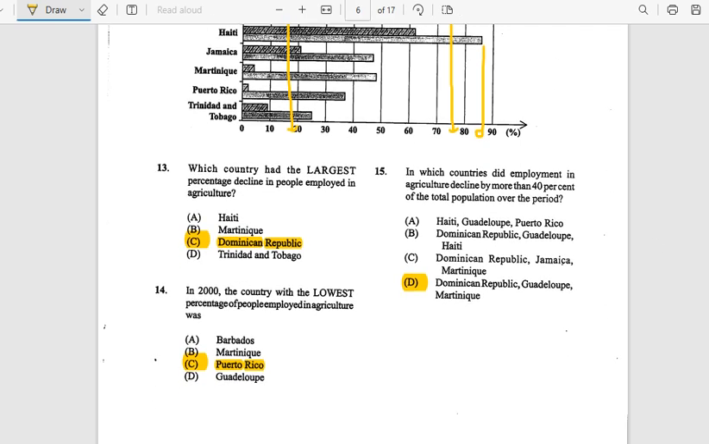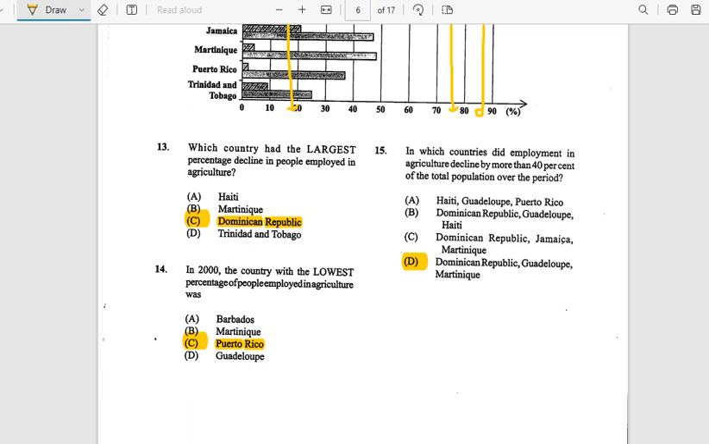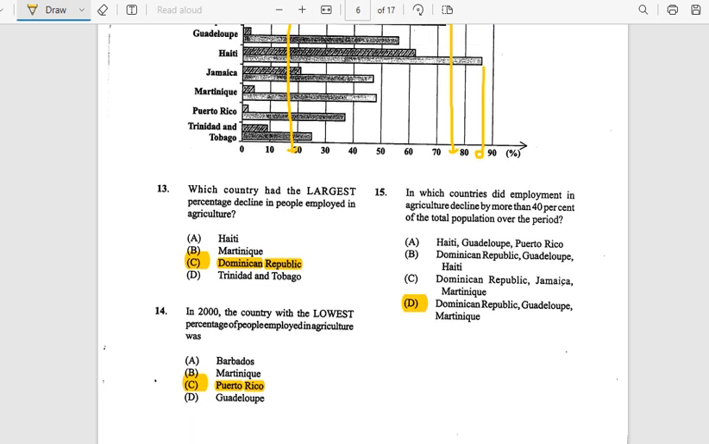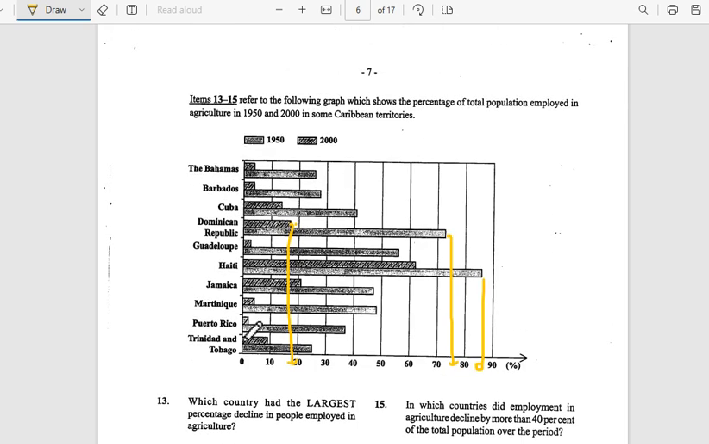Number 14. In 2000, the country with the lowest percentage of people employed in agriculture was, and we're going to check this. As you can see, this is pretty low. This is near to 0, bro. This is like 1.